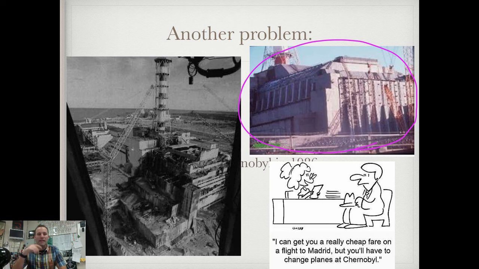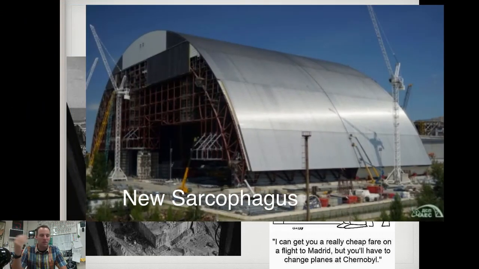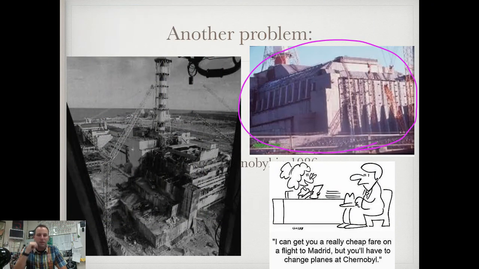So that was one back in 1986, and they built that sarcophagus that goes over the power plant. Well, guess what? Now that's crumbling. That was 30 years ago. So now that's crumbling, and now they've started building another sarcophagus over the original sarcophagus. So when is this going to end? Well, it's not, because this stuff is radioactive for hundreds and hundreds and hundreds of years.